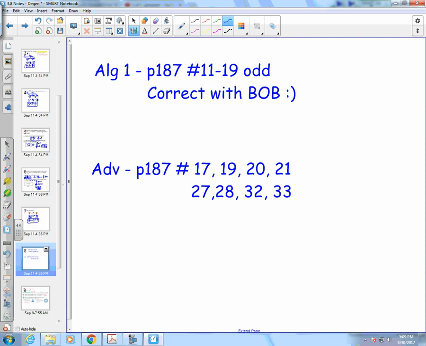If you're in Algebra 1, there are some problems that I have you doing. If you're in Advanced Algebra 1, I have some problems you are doing. Correcting with Bob means that the odds are at the back of the book. You can easily correct those with the back of the book. Advanced Algebra 1, you can stop the video right now to do those. I will put the answers up here in just a moment.